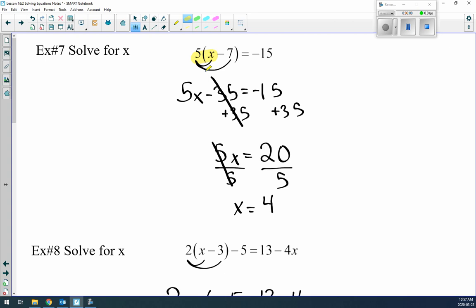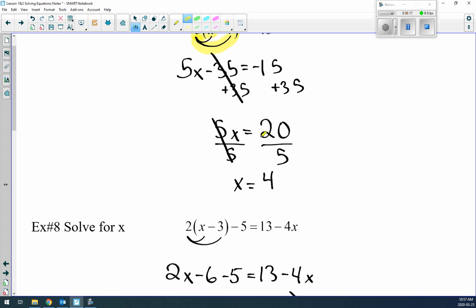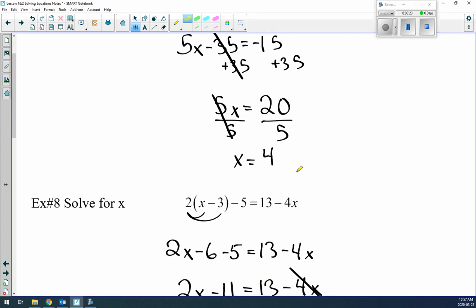So 5 times x is 5x. 5 times negative 7 is negative 35. So we end up with 5x minus 35 equals negative 15. And then go about the same method. You got negative 35. The opposite is adding 35 to both sides. Right, these cancel out here. We end up with 5x equals 20. X is still not by itself. There's a 5 attached to it by multiplication. So we divide both sides by 5, and we see x equals 4. Again, you can check your answer by plugging it in.